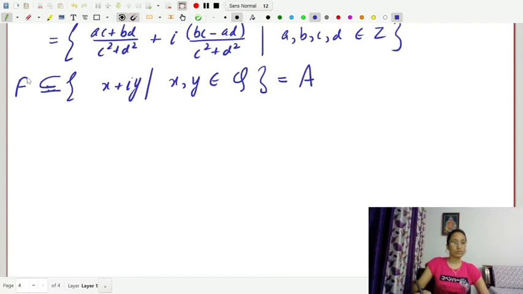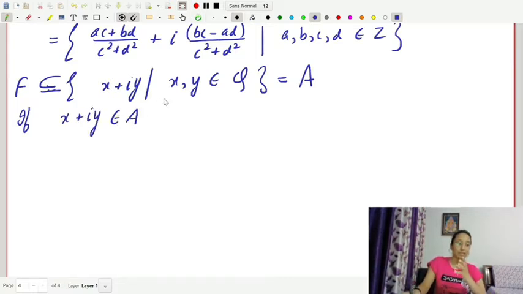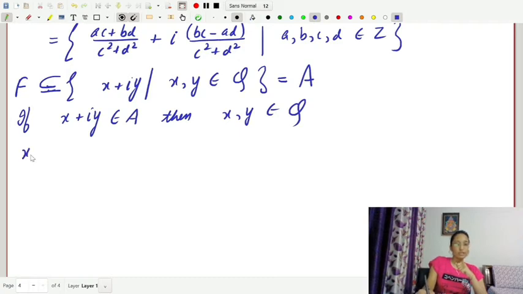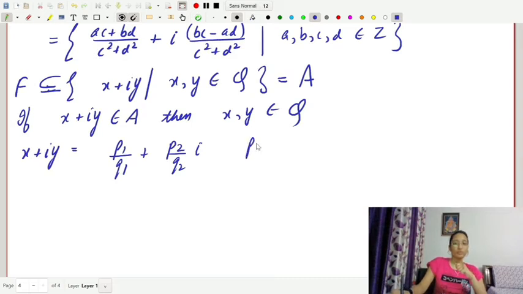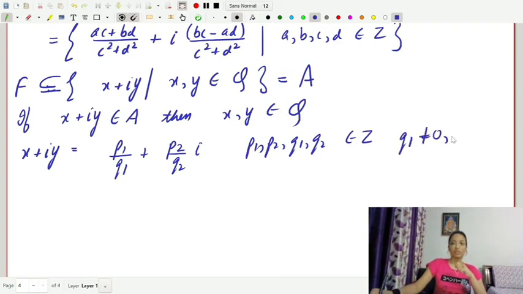Now, if x plus iota y belongs to A, any element, then x and y belong to rationals. That is, x plus iota y is equal to p1 over q1 plus p2 over q2 iota, for p1, p2, q1, q2 belonging to integers, so that q1 is not equal to 0 and q2 is not equal to 0.